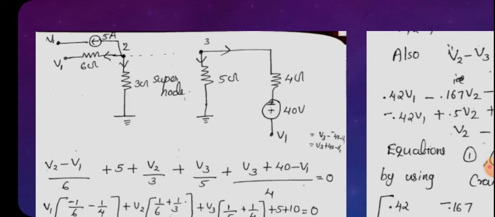Here there is a little bit of confusion for you. First of all, we can discuss by each branch. For the node V2, first we are considering the 6 ohm resistor.